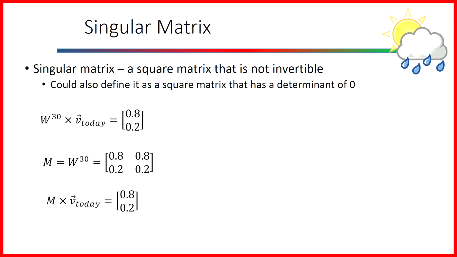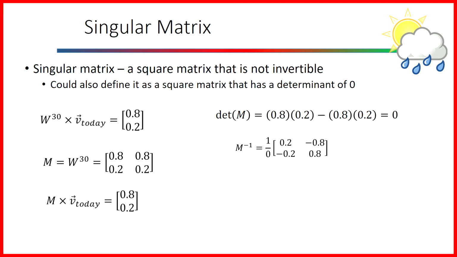But there's a problem. The determinant of M is 0.8 times 0.2 minus 0.8 times 0.2, so it's equal to 0. If the determinant of M is 0, then the inverse of M is equal to 1 divided by 0 times 0.2, negative 0.8, negative 0.2, 0.8. Since 1 divided by 0 is undefined, the inverse is undefined. We cannot compute an inverse because M is singular. This is what it means to be singular. We cannot compute an inverse.